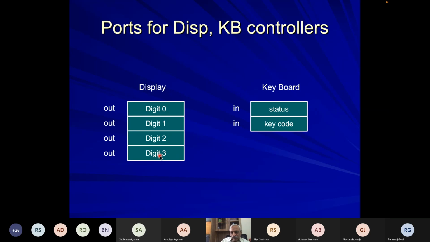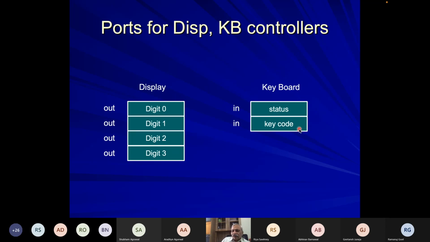Or since we are talking of 4 bits each, in fact instead of 4 registers, we could think of it as a single register also. All we need to output is 16 bits. But just for conceptual clarity, let's imagine that you have 4 4-bit registers, which are like 4 ports, 4 addresses assigned to these, where the processor can write 1 digit at a time.